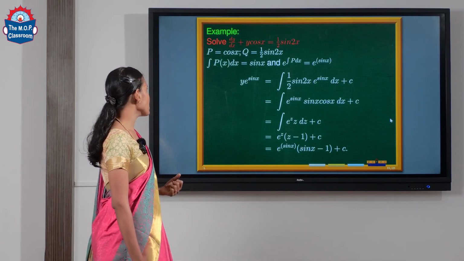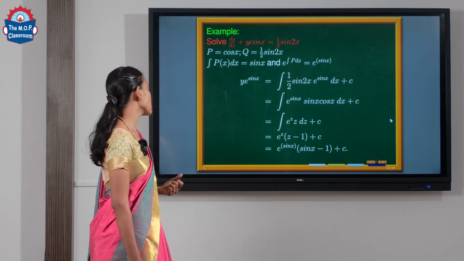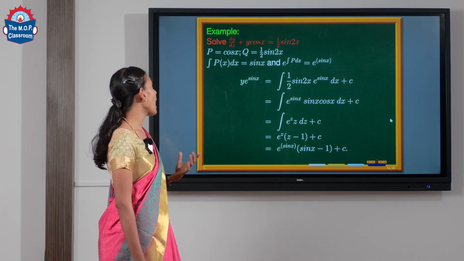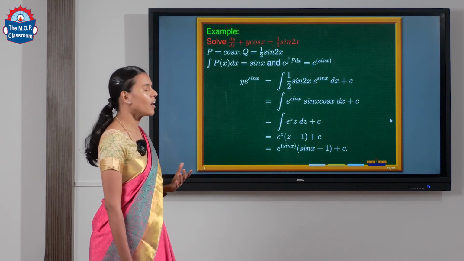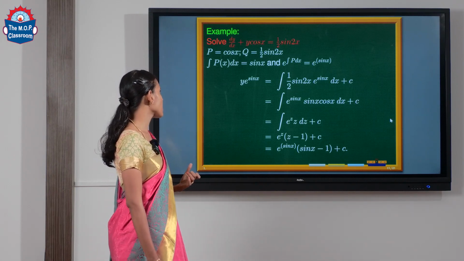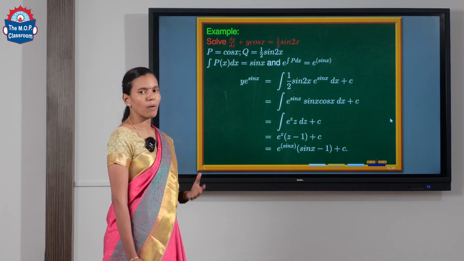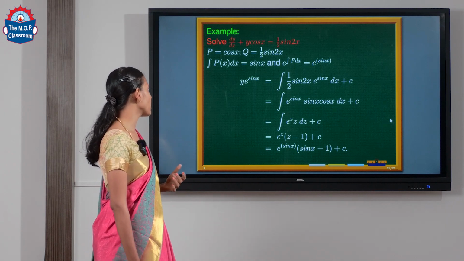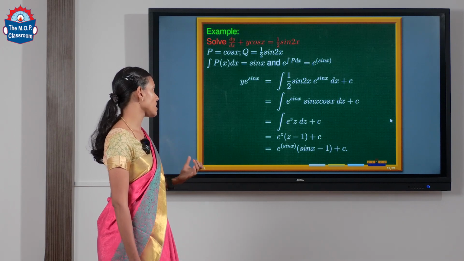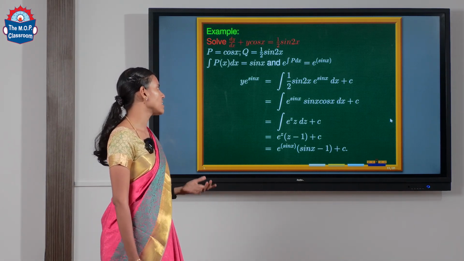So here the problem is dy by dx plus y cos x is equal to half sin 2x. We have to check what our p is. So p is cos x and q is half sin 2x. Now we need to find our integrating factor, that is integral p dx, which is sin x, and exponential of integral p dx is e power sin x. The solution is given in the format of y e power sin x is equal to integral of q of x, that is half sin 2x, and your integrating factor e to the power of sin x, dx, plus a constant.